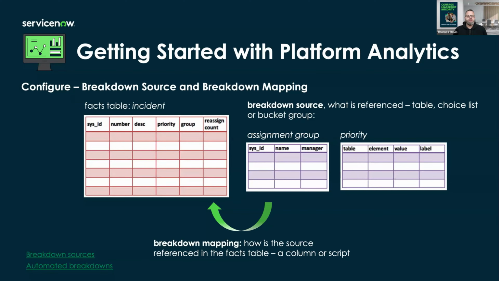And basically, a mapping is going to associate whatever table, in this example the facts table is incident, with the breakdown mapping to incident. If there's an assignment group in the incident, then it'll most likely point to the sys user group. And if there's a priority or whatnot, there's a sys choice table for that as well. So know the mappings and what they reference, the table, choice list, or bucket group if you do that. Understanding the way breakdown sources and breakdowns work is really, really important, especially when you decide to create them or even open up and let other people within your organization create those.